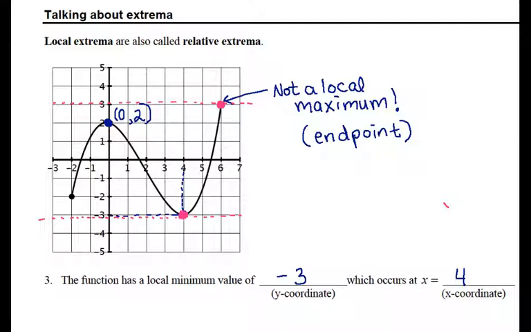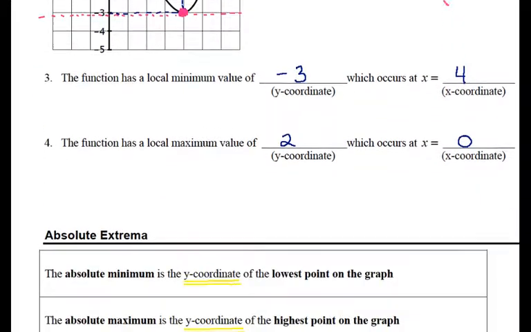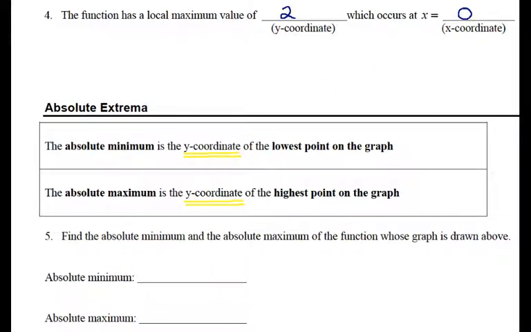Again, I might be asked where the function takes on its absolute maximum or where the function takes on its absolute minimum, but if I'm just asked for the value, I just give the y-coordinate. So I'm going to say -3 for the y-coordinate of that lowest point and +3 for the y-coordinate of that highest point.